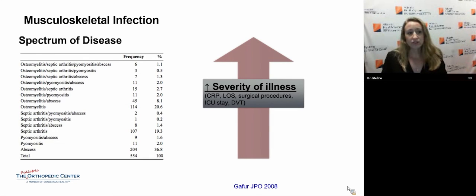So musculoskeletal infections are really a spectrum of disease depending on the location of the infection. There can be abscesses, there can be an infection in the muscle, an infection in the joint, an infection in the bone, or a combination of all of these. And it can be a changing picture during the presentation. And the more severe the illness, the higher the lab values are. They may have to undergo additional surgical procedures. They can have a longer stay. They may need to be in the ICU. And also there's an increased risk of developing a DVT, so other complications.